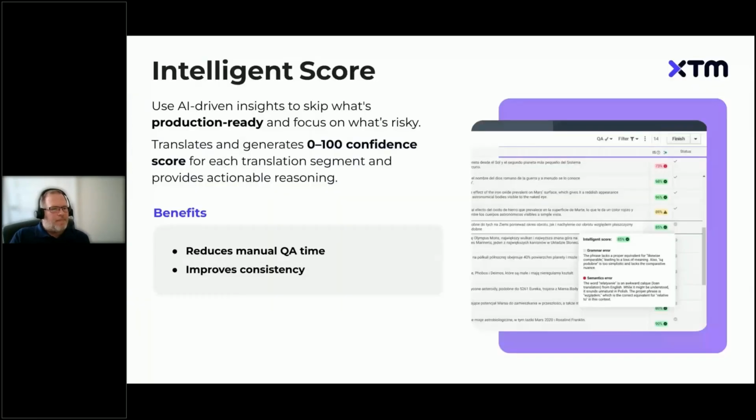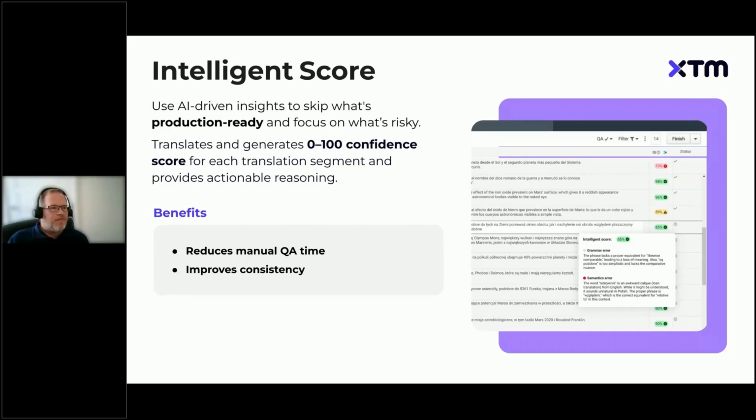Next one again. There we go, intelligence score. So this is the third feature that we're looking at. So there was smart context, there's language guard, intelligence score. It generates 0 to 100 confidence scores for each translation segment based on multiple evaluation methods, including an MQM analysis, and provides actionable reasoning.